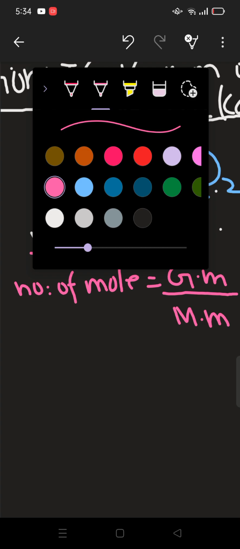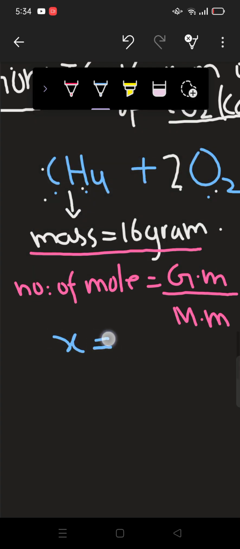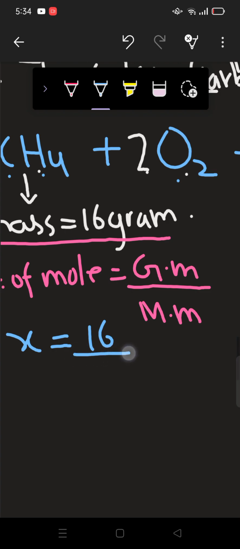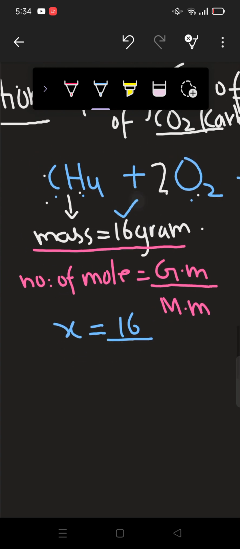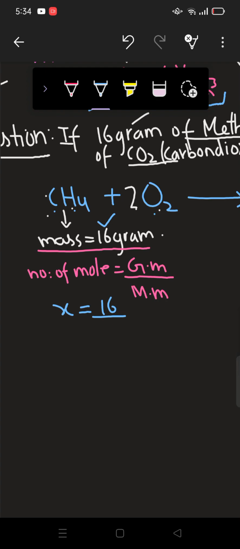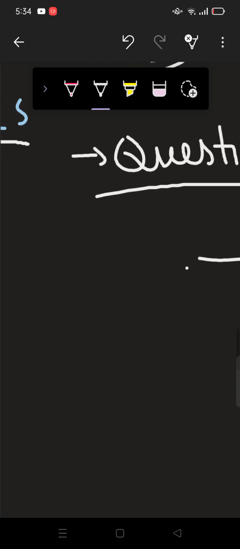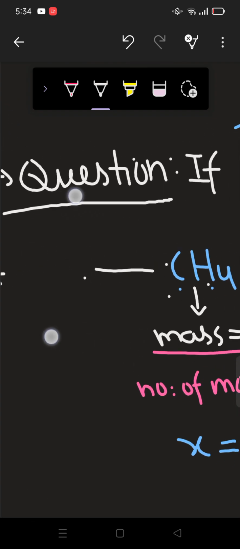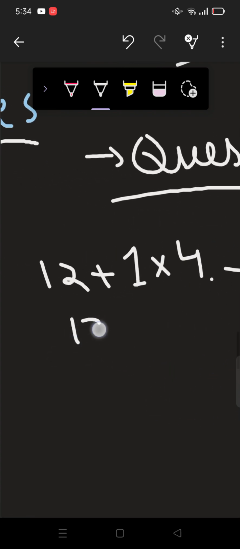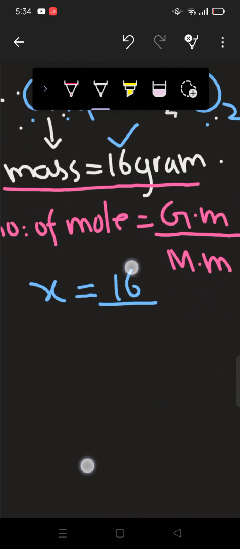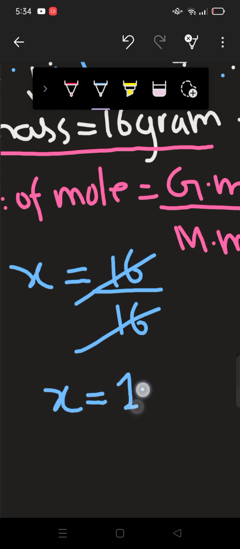So number of moles, let the number of moles be x since we are finding it, is equal to given mass per molar mass, right? The given mass is 16 gram. They have already given us 16 gram mass of methane. What is the molar mass of methane? Let's find that as well. The molar mass of methane: the mass of carbon is 12 plus the mass of hydrogen is 1, and there are 4 atoms of hydrogen. So 12 plus 1 times 4 is 4, that is equal to 16 gram, right? Which means the molar mass of methane is 16 gram. Divided, 16 ones are 16, which means x is equal to 1 mole.